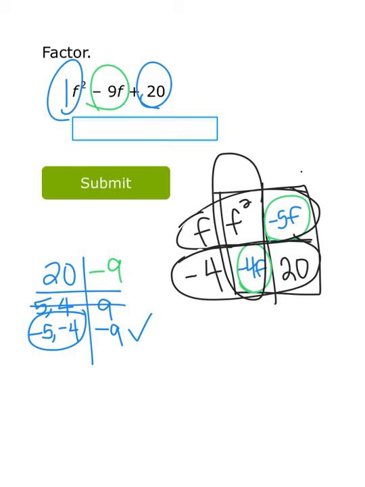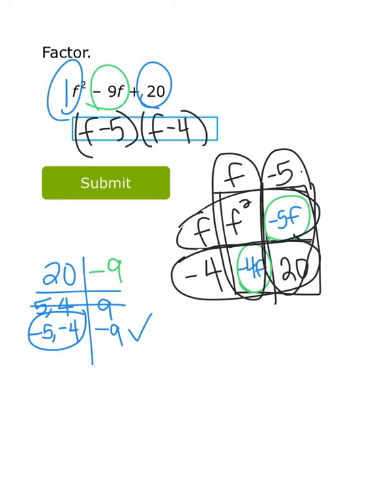Move into this column. Since the f squared is touching the outer edge, it's going to be positive f. And then the last column, since this negative 5 is touching the outer edge, it's going to be negative. And the greatest common factor of negative 5 and 20 is negative 5. So my two factors would be f minus 5 and f minus 4. Once again, what do you notice from f minus 5 and f minus 4 to these original factors that we did down here? They are the same.